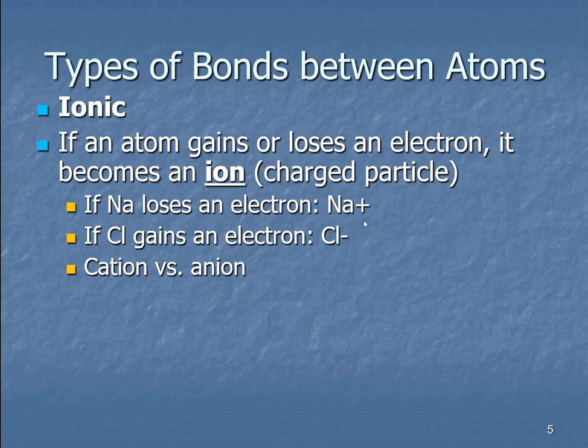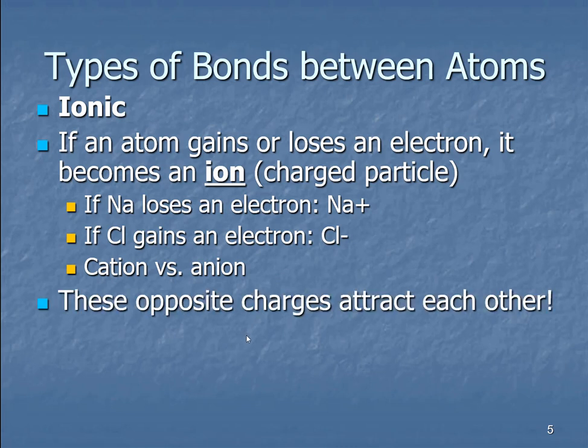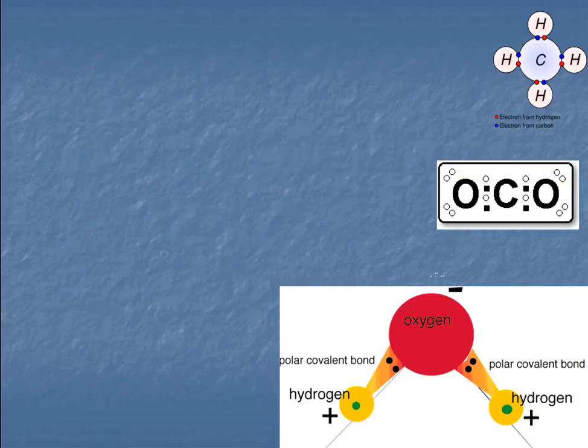The names that we give these ions if they have a positive or negative charge is cation if it's positive, anion if it's negative. So sodium would be a cation, chloride would be an anion. And getting back to our bonds, these opposite charges attract one another. And so we would end up with sodium chloride. That positive of sodium attracts the negative of chloride, and they get together and form a molecule. So that's the basis for an ionic bond. Positive and negative attracted to one another.